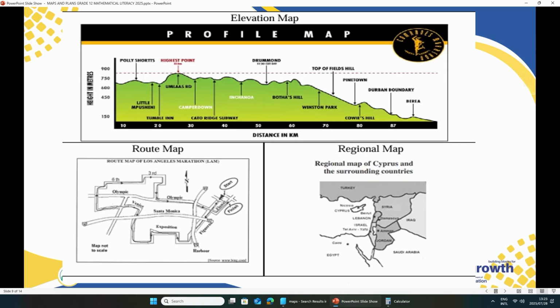This one we have here is showing us the profile map for the Comrades Marathon, which is run between Pietermaritzburg and Durban. The higher side is Pietermaritzburg, and the lower side is the Durban side. Remember, from inland to the ocean, you will be going downwards. This is the route map, and this one is a regional map.